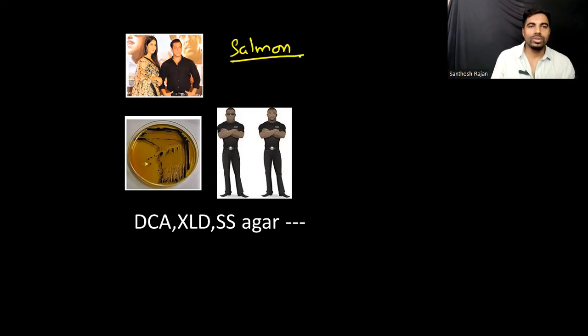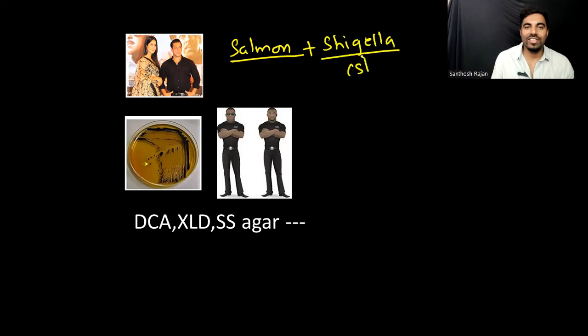And who is there, which is the girlfriend? Not Katrina. Sheila auntie, Shigella, okay. I call it Sheila. So this is Sheila auntie and this is Salmanji. You see, you both are always together.